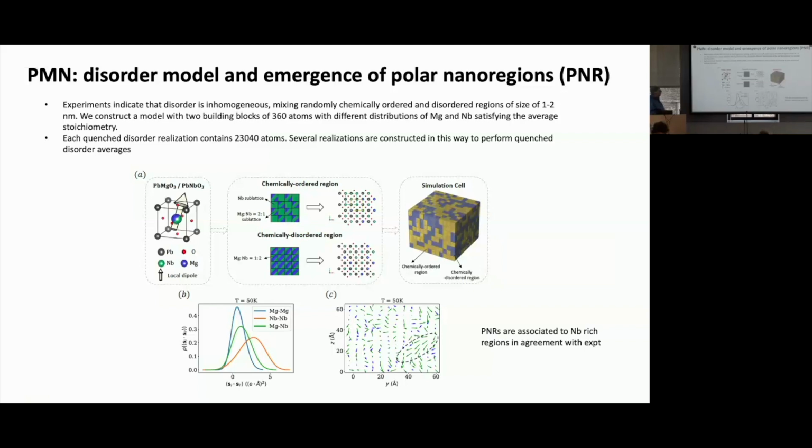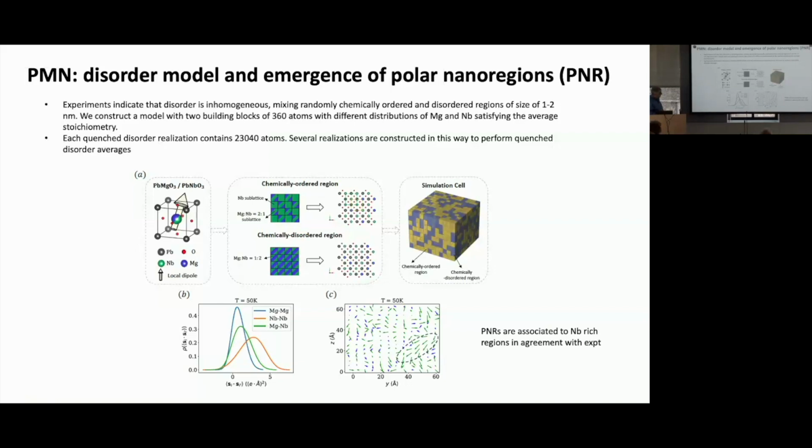in which we have a chemically ordered region in this case, and a chemically disordered region in this case. They both satisfy the stoichiometry of the system, and we can put these blocks at random in the simulation cell. They are like bricks in the simulation cell. So that is an ad hoc model of the disorder, but it is based on experimental observation.